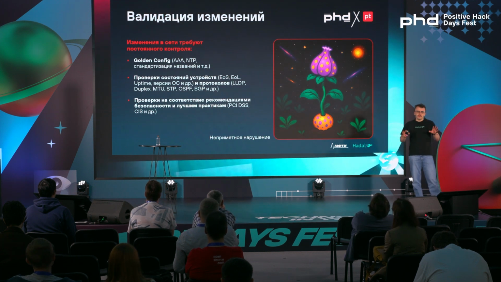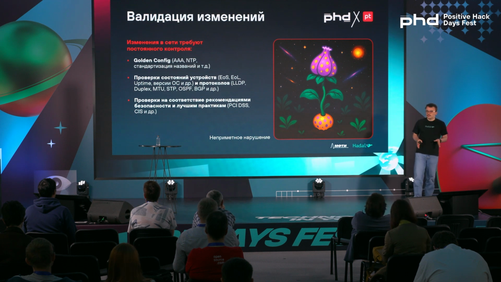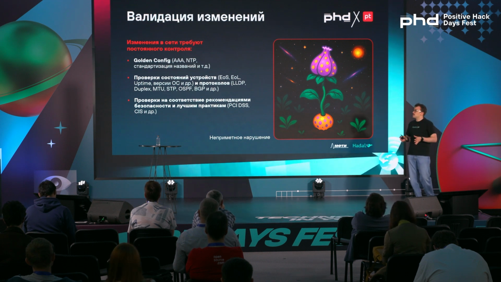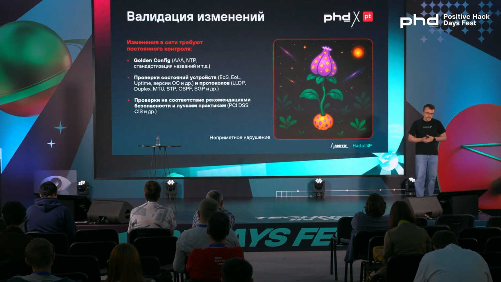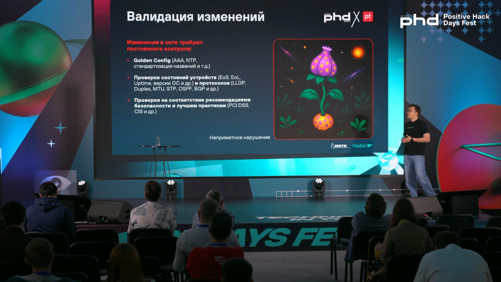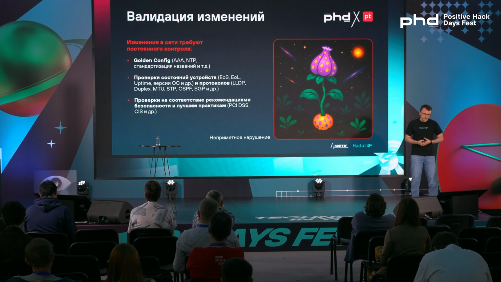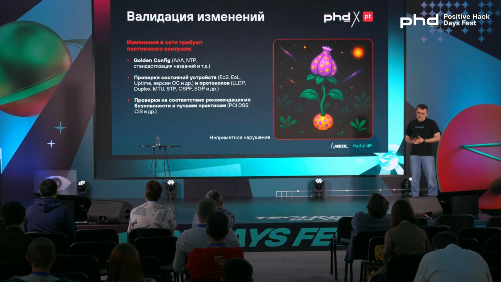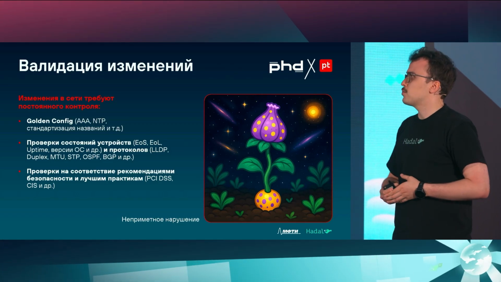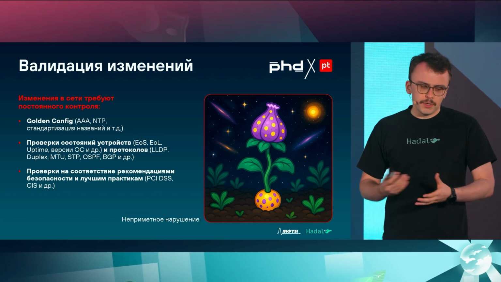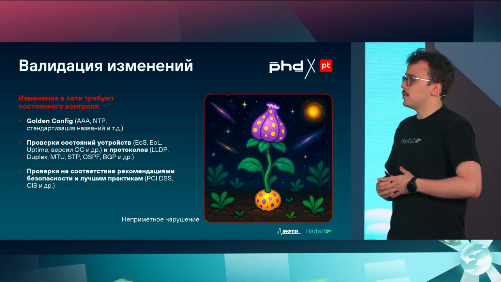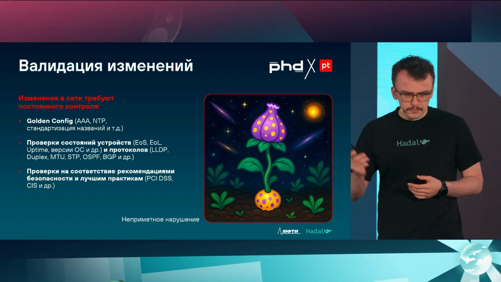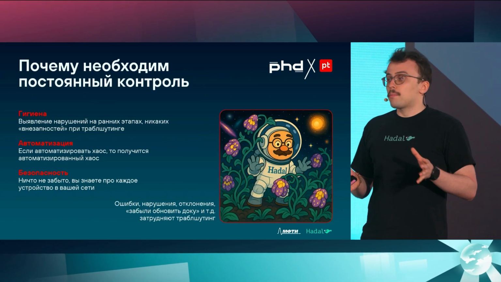So what is the validation of changes? In the network, there are plenty of changes that require control. That's the configuration, whether we meet the golden config templates, the condition of the devices and the protocols. Here we see that the session is not down. We keep up the devices and check their uptime. And in terms of security, we validate that the network meets the best practices of security.